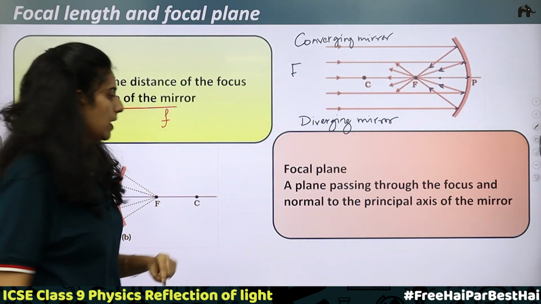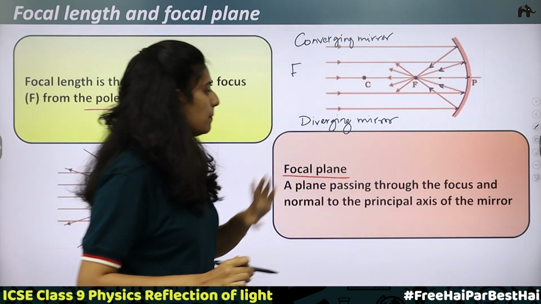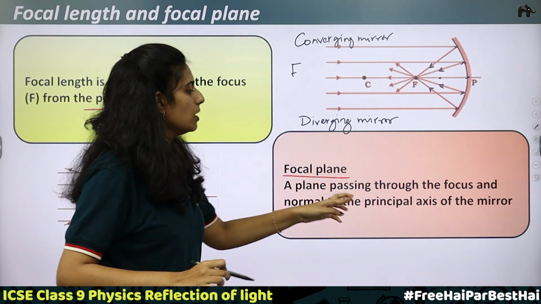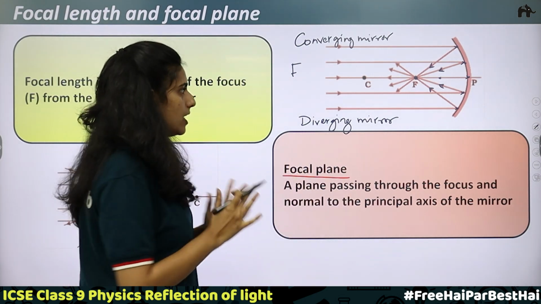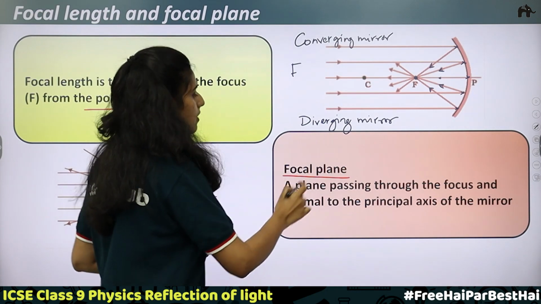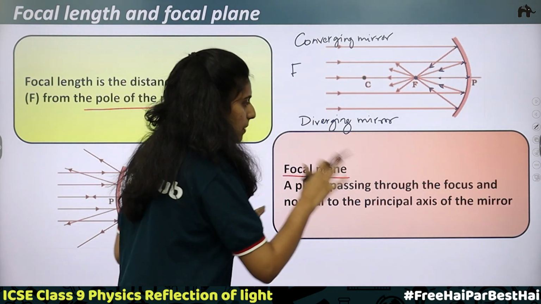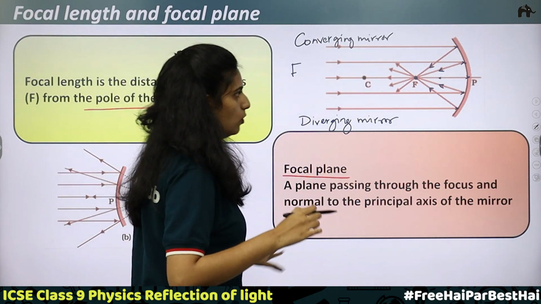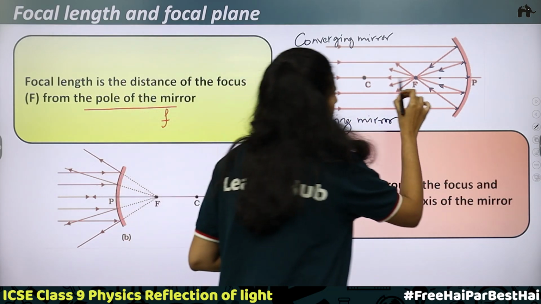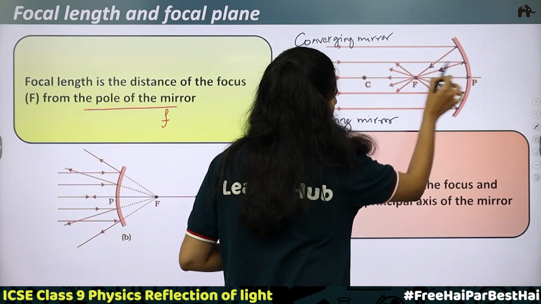Next is focal plane. What is a focal plane? A plane passing through the focus and normal to the principal axis of the mirror. So here we'll have a plane which is passing through the focus. Here you can see incident light rays.